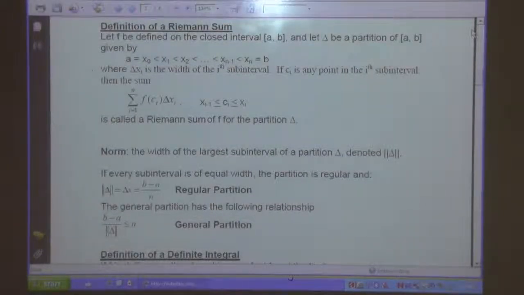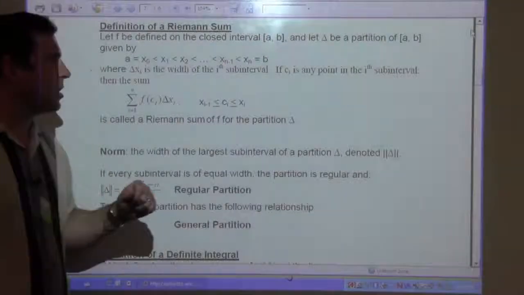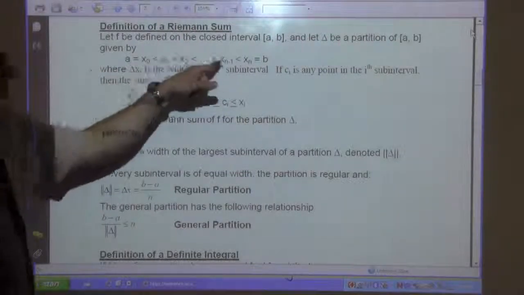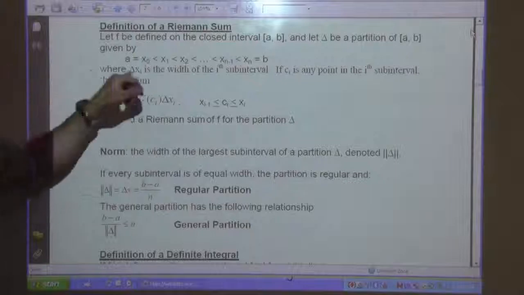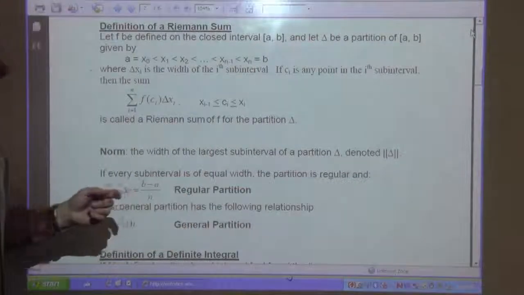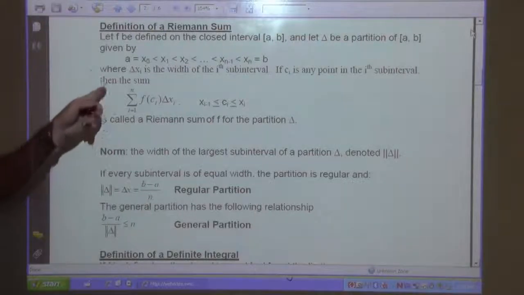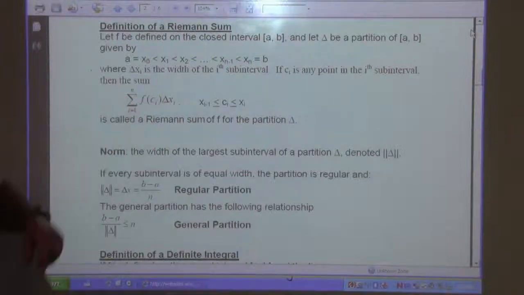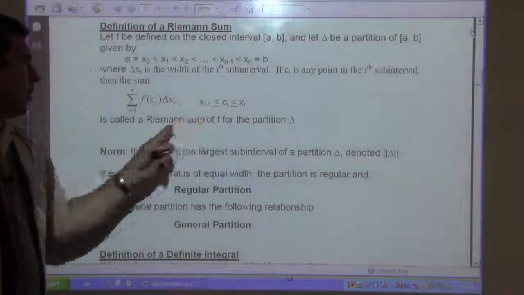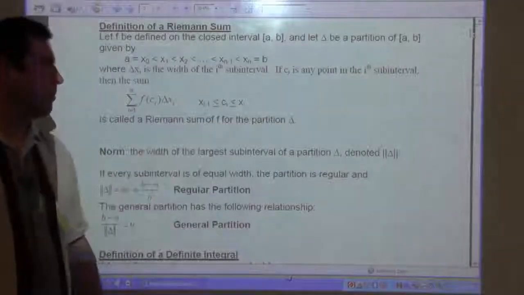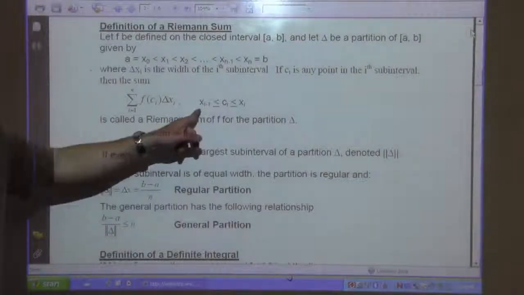Again, the definition of the Riemann sum. Let f be defined on the closed interval [a, b], and let delta be a partition of [a, b] given by a = x0 < x1 < ... < xn = b, where delta xi is the width of the ith subinterval, so there could be varying widths. If ci is any point in the ith subinterval, then the sum as i goes from 1 to n of f of ci delta xi is going to be called a Riemann sum of f with a partition delta. So ci is some point within the interval.